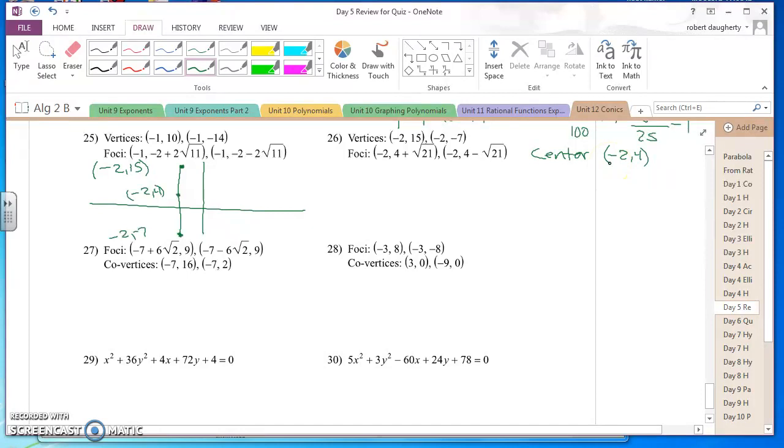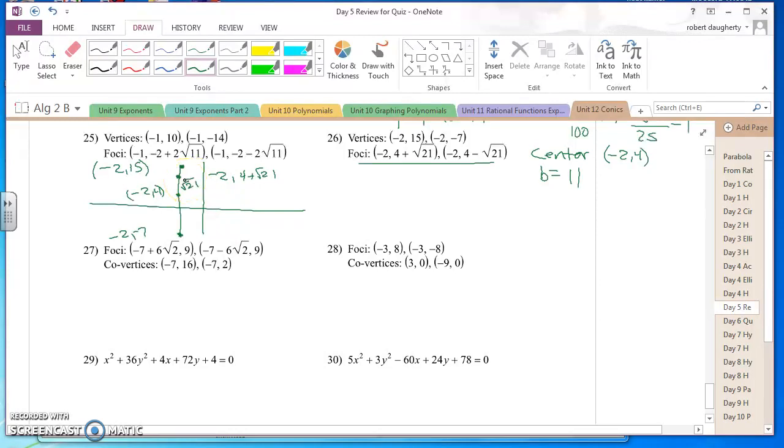The other two things I need are a and b. I know that b is the distance from the center to that vertex, so 4 plus 11. So I know that b is equal to 11. What I need to find now is a. I don't know a, but because they give me these foci, that's going to tell me how I find a. The foci are at negative 2, and then 4 plus root 21. So somewhere up here is the point negative 2, 4 plus root 21. So the distance c is root 21, the distance from the center to one of those foci.